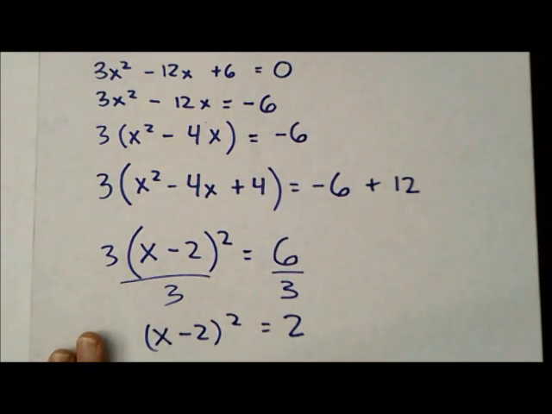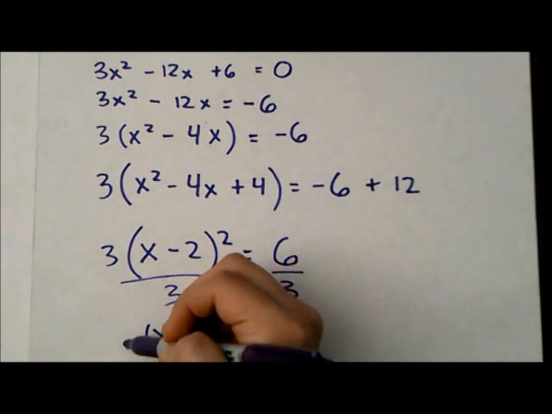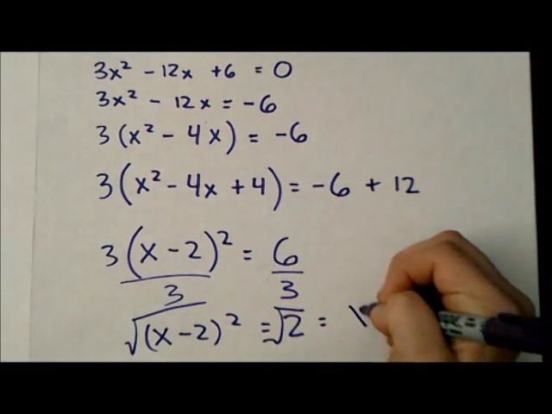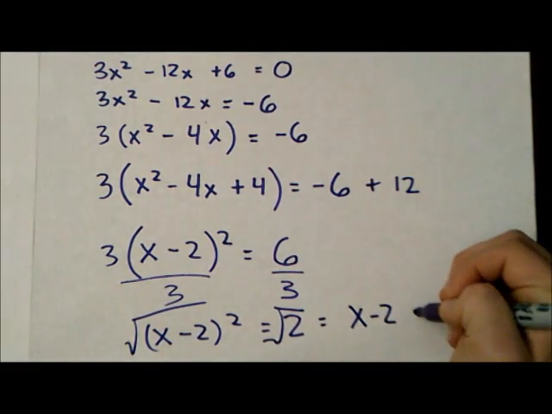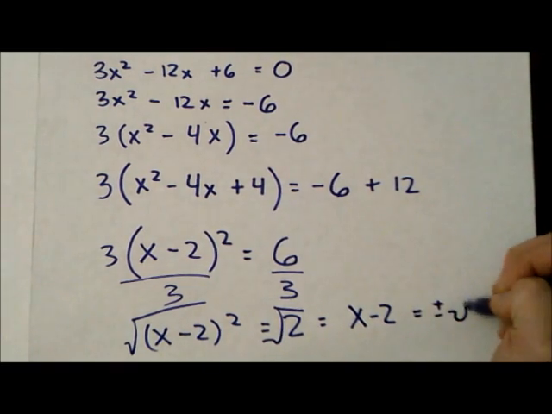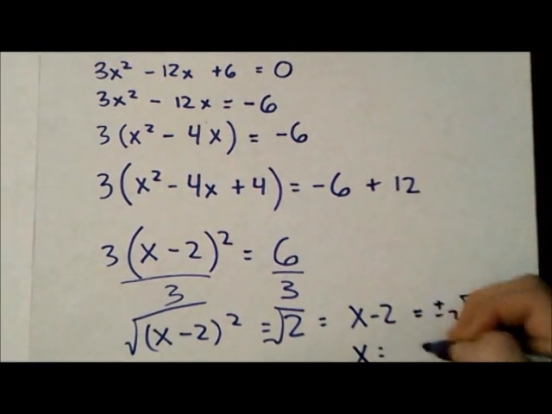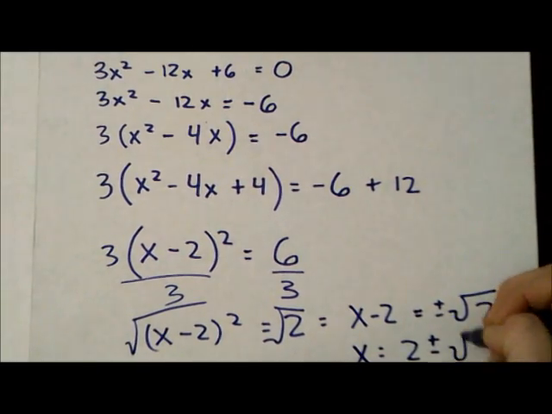And then you'll do the same thing that you did on the other one, taking the square root, which will give you x minus 2 equals plus or minus the square root of 2. And then you will solve for x by adding the 2 over. So x equals 2 plus or minus the square root of 2. And that's your answer.